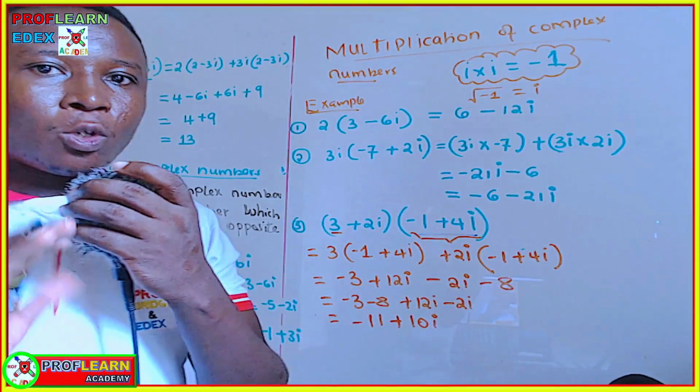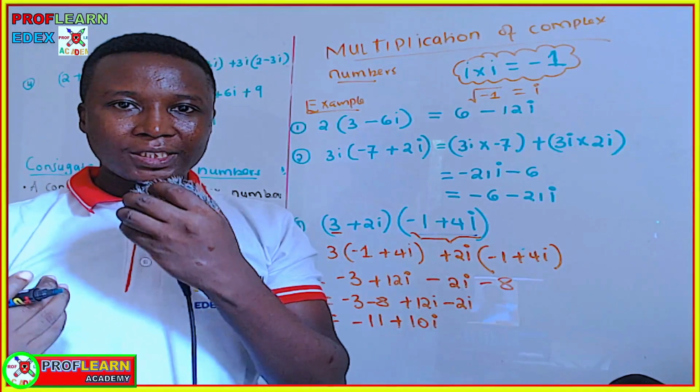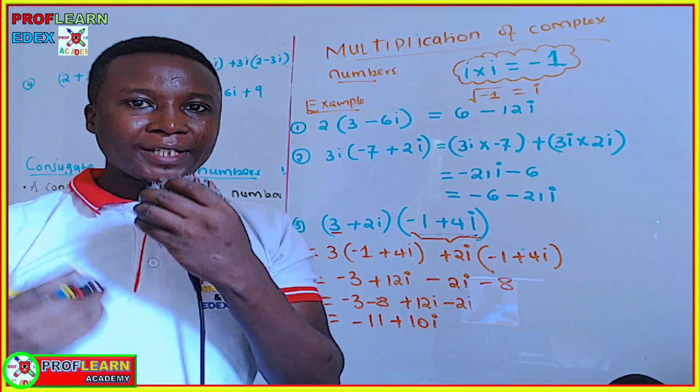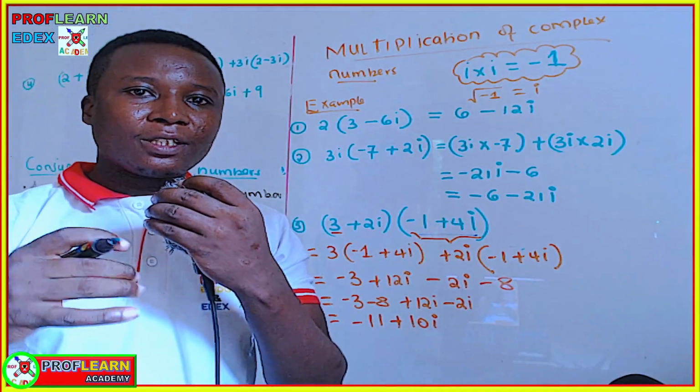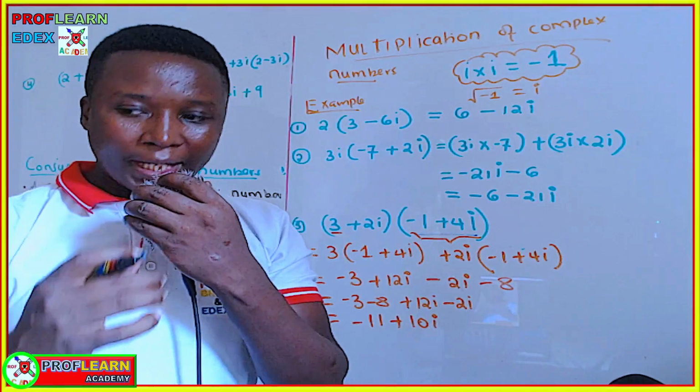So they only differ in terms of the sign of the imaginary part. Given any complex number, if you need to write its conjugate, what you need to change is the sign of the imaginary part of that complex number.